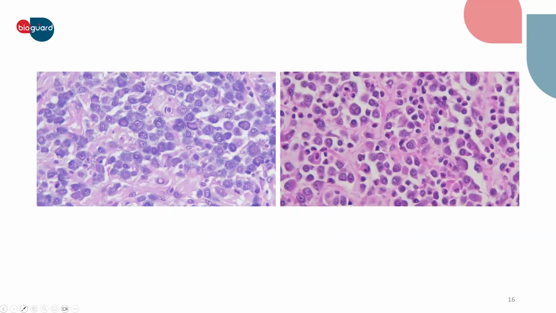Let's take canine mesenchymal tumor as an example. The left picture is low grade and the right picture is high grade. We can see mild anisocytosis and anisokaryosis in the left image, which is a low-grade mesenchymal tumor, and increased cellular pleomorphism in the high-grade mesenchymal tumor, like we see in the right picture.